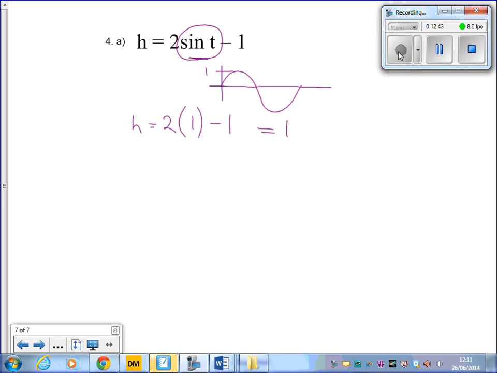It also asks, when does this happen? Well, it happens when sine t equals 1. So I can now use my calculator, sine to the minus 1 of 1, to get a solution of pi over 2. I could have observed that from looking at this point in the sine wave also.